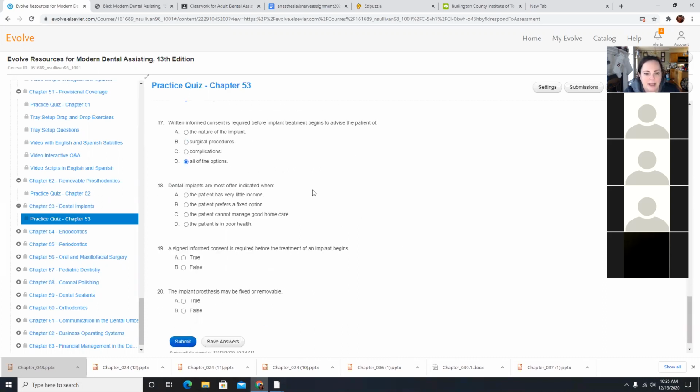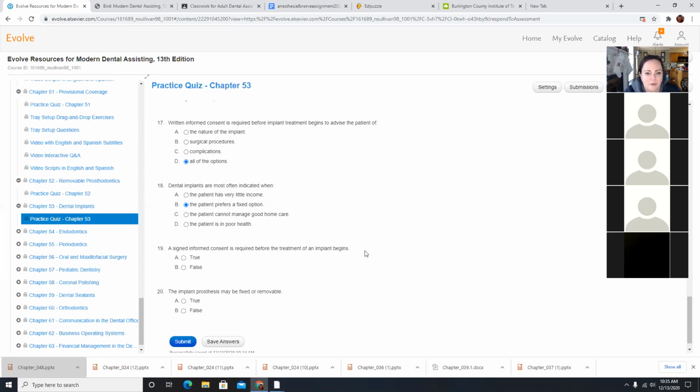All right, dental implants are most often indicated when, B. Of these answers, B is the only one that makes sense, right? Yes. If a patient has little income, they're not going to want an implant. If the patient can't manage good home care, an implant is not a good option either. And if they're in poor health, especially not a good option.